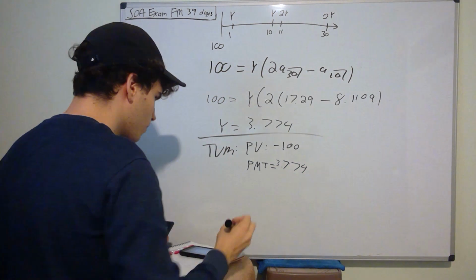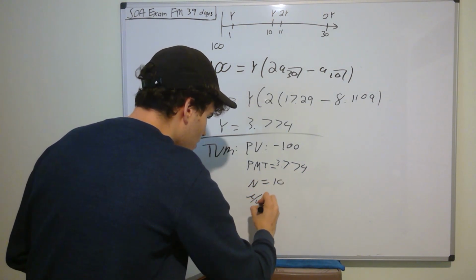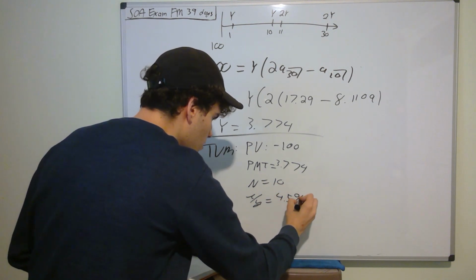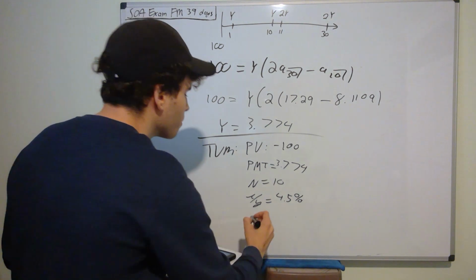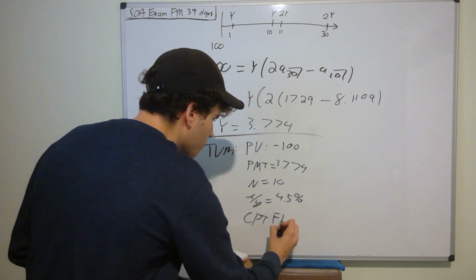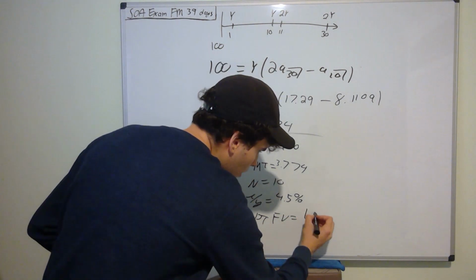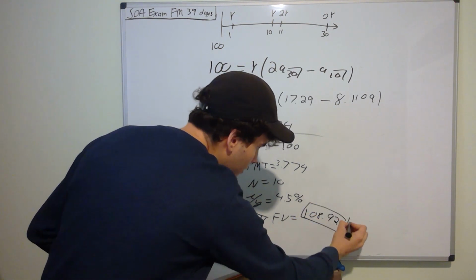Here we go. N is 10. I over y is 4.5%. That's given to us in the problem. And then you compute the future value. Compute future value in the TVM, which will give us 108.92 as our final answer.